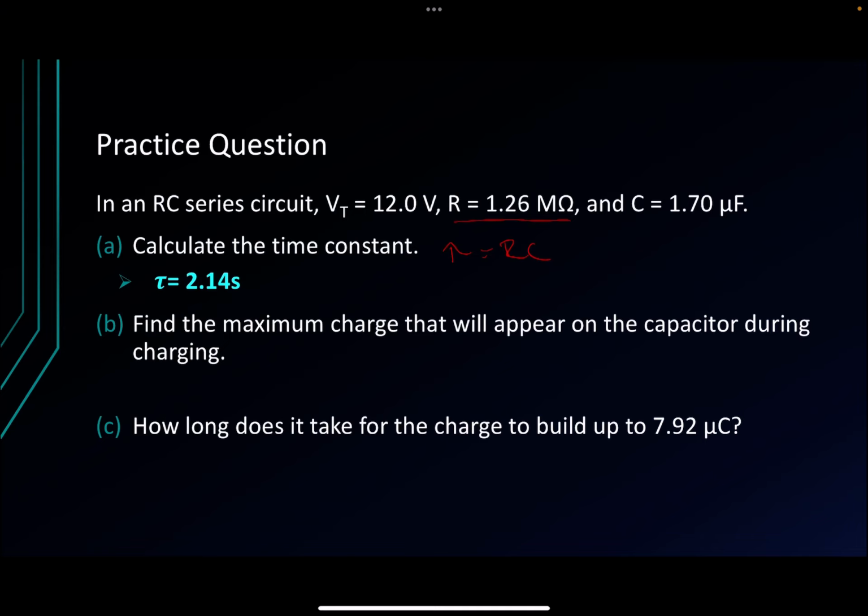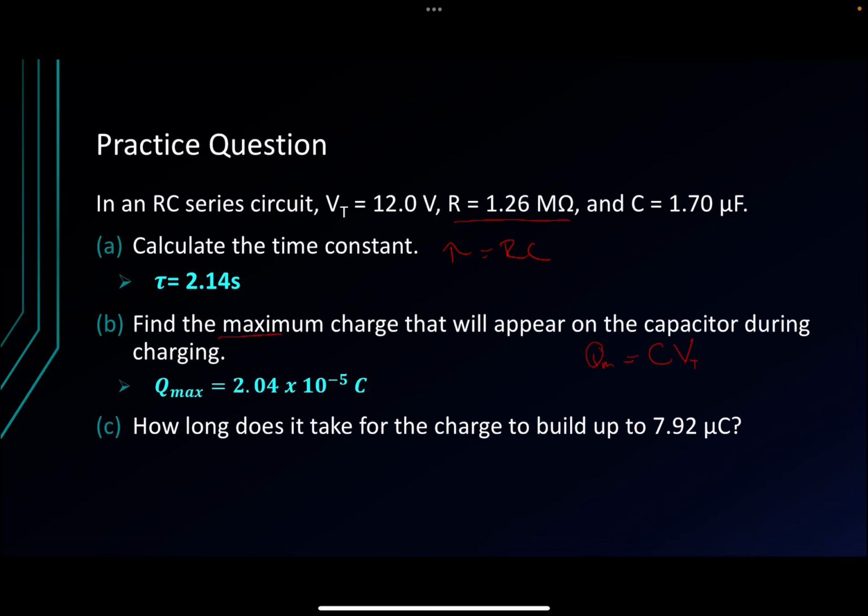So now we're going to find the maximum charge that will appear on the capacitor. So again, our charge max comes from our capacitance equations. That's our capacitance times our total voltage or EMF. And so once we multiply our capacitance with our 12 volts, we're going to get a maximum charge of 2.04 times 10 to the negative 5.